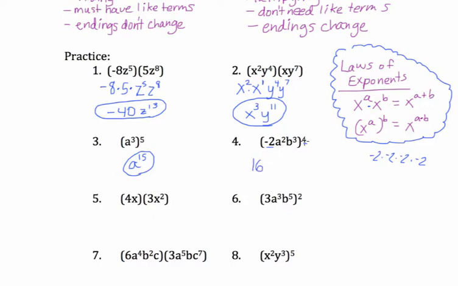a squared to the 4th. An exponent raised to another exponent, I can multiply exponents, so that's a to the 8th. Multiply exponents, b to the 12th.